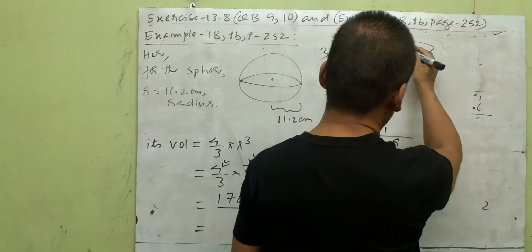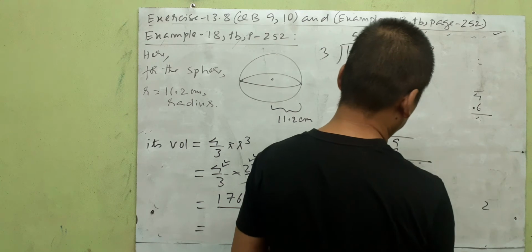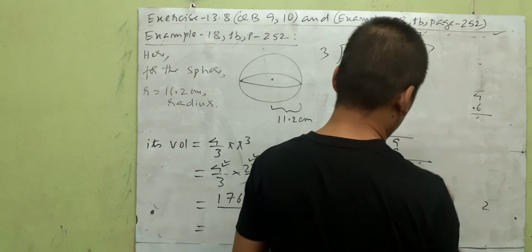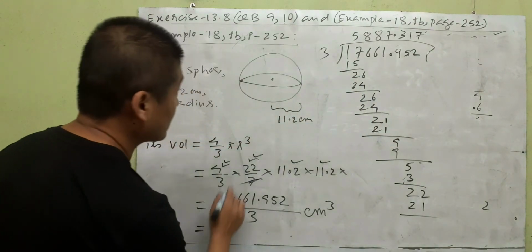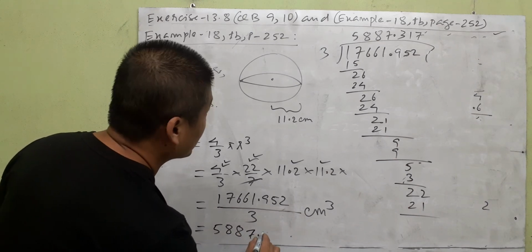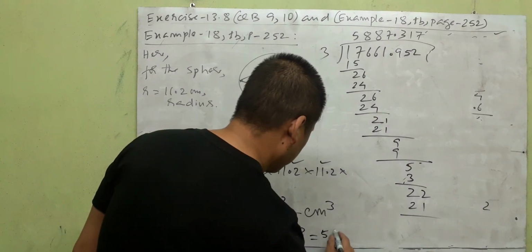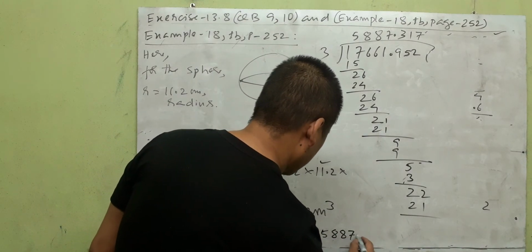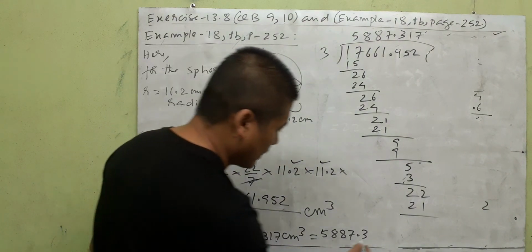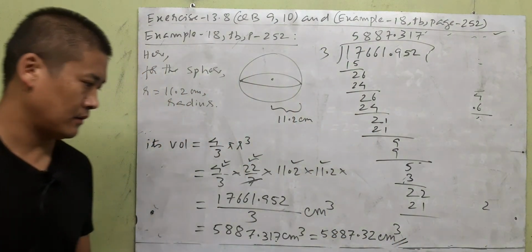Now here see, 9 is gone, so 5 is still there. After that, we bring down 5, so 3 1s are 3, then 2 remainder, then 2 here, then 3 7s are 21. We can stop there. So our answer is 5887.317 centimeter cube, which is equal to 5887.3, and if the third place is 5 or more than 5, this will increase by 1, plus 1, 2 centimeter cube. So this is the volume of this sphere.